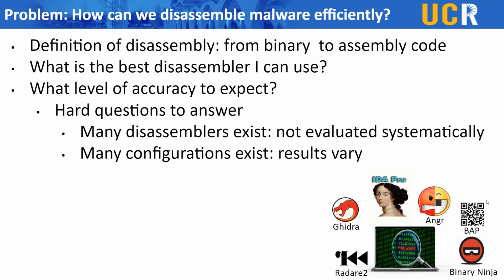So the question here is really, which is the best disassembler to use for a given malware binary? Because today we know that there are lots of disassembler options available like IDA Pro, Ghidra, Angr, BAP, Binary Ninja, and so on. So the other important question is also, what is the level of accuracy that we can expect from these disassemblers? So in short, these are very hard questions to answer because many disassemblers exist and not all of them have been evaluated in a systematic fashion for the various architectures.